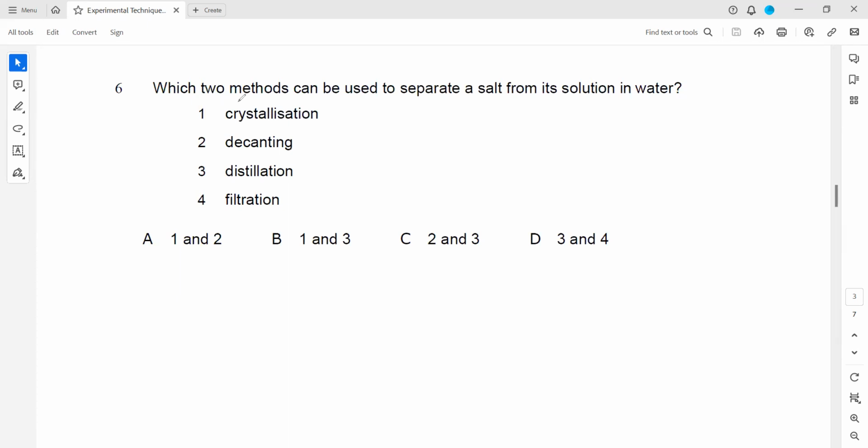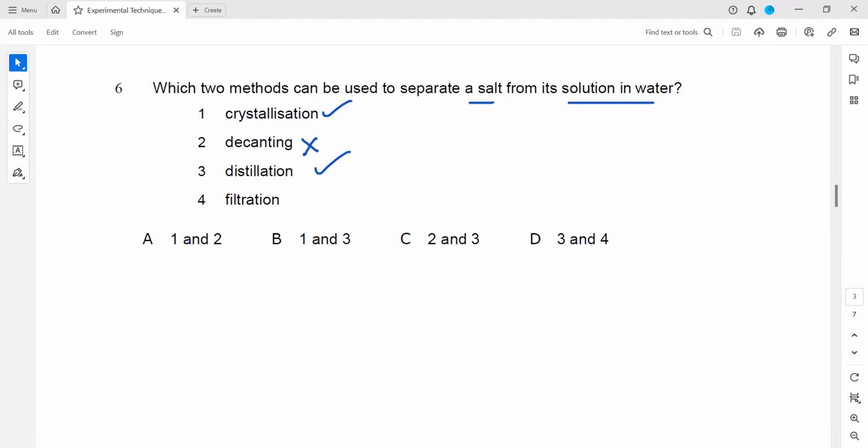In question 6, which two methods can be used to separate a salt from its solution in water? So salt is dissolved in water. So we can use crystallization. Decanting we cannot use, because decanting is used for insoluble substances. Distillation or simple distillation can also be used.